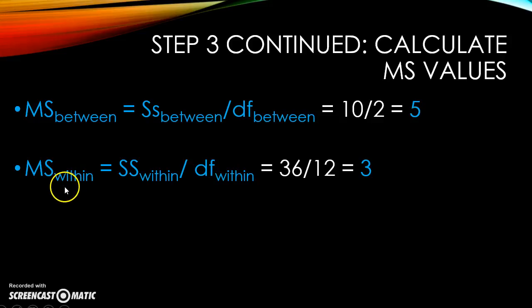For MS within, you would take sum of squares within divided by the degrees of freedom within. Plug in those values, 36 divided by 12, and get 3. So MS between, take sum of squares between divided by degrees of freedom between, and the same for MS within, except you'll use sum of squares within divided by degrees of freedom within.